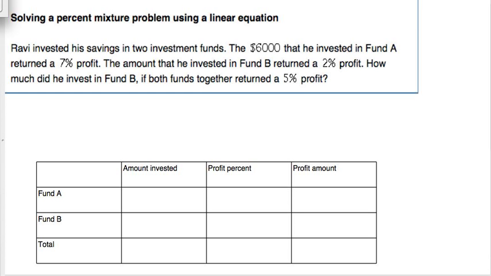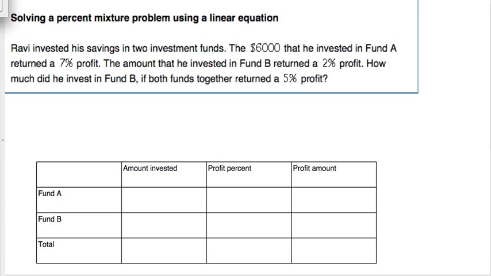Okay, we're going to solve a percent mixture problem using a linear equation. So let's read the problem first. It says Ravi invested his savings in two investment funds. The $6,000 that he invested in Fund A returned a 7% profit. The amount that he invested in Fund B returned a 2% profit. How much did he invest in Fund B if both funds together returned a 5% profit?